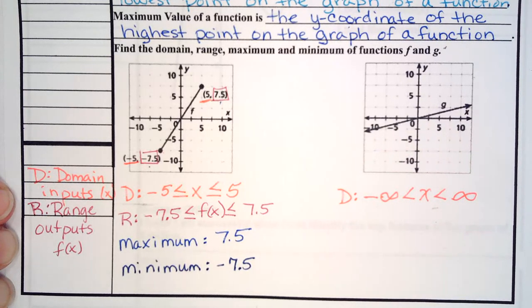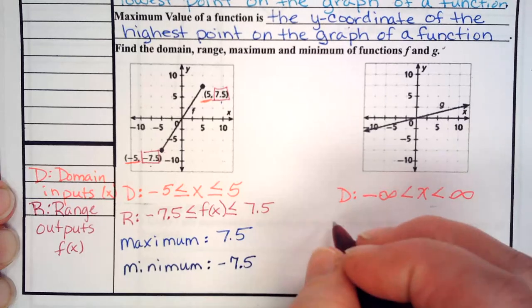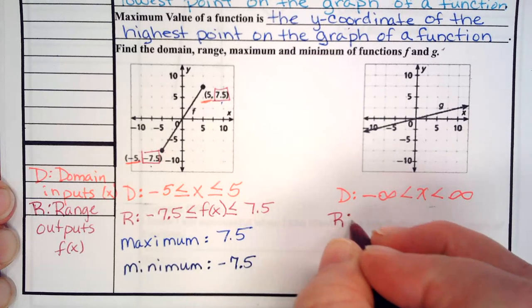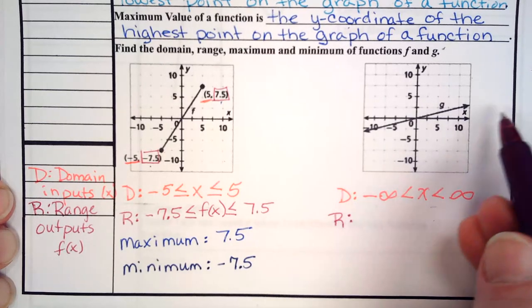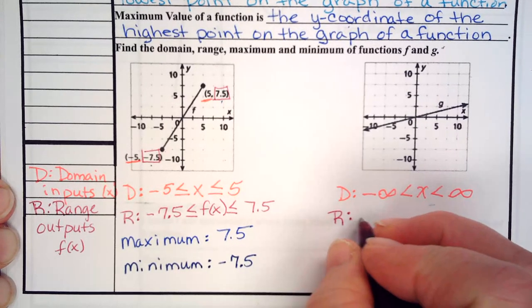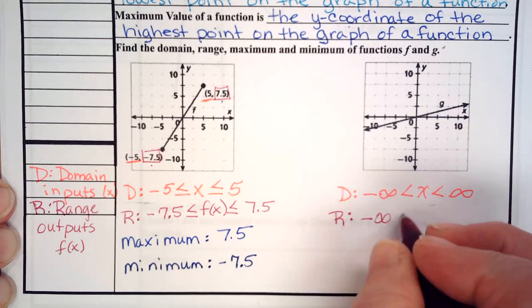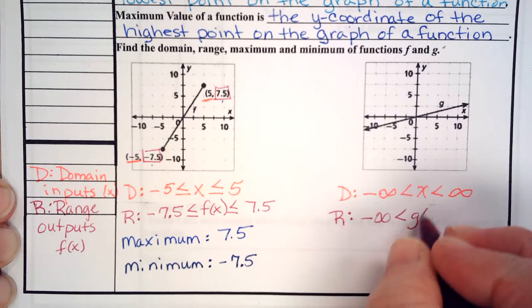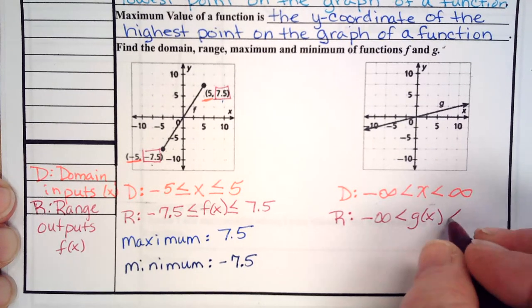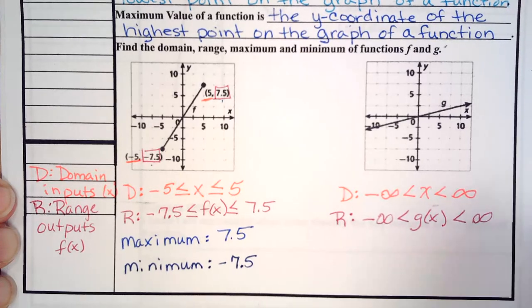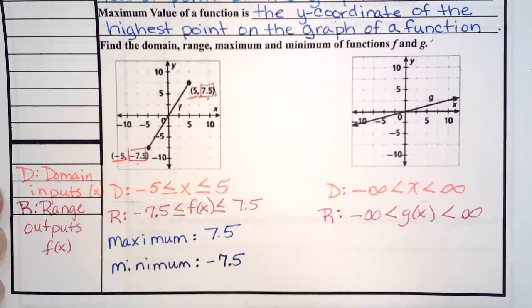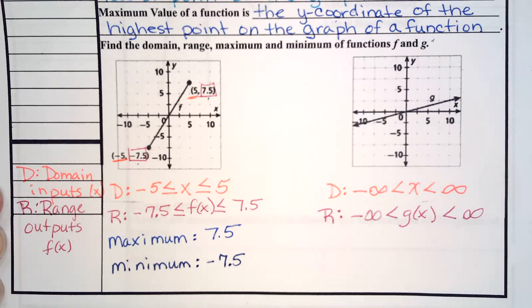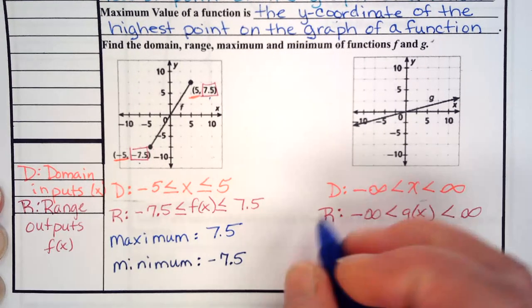What about our range? Well, once again, we're going to -infinity and +infinity. And this time our function is g of x. Okay, what about minimums and maximums? Well, there aren't any because it doesn't stop.